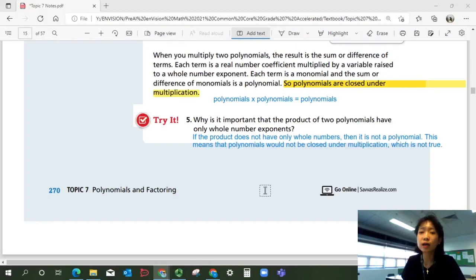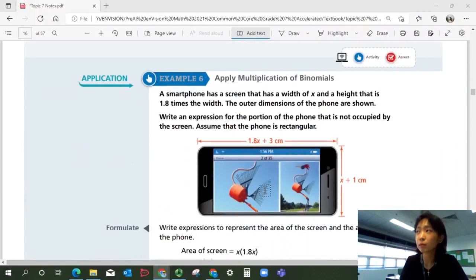Okay, let's look at the application problem in example 6. Apply multiplication of binomials. A smartphone has a screen that has a width of x and a height that is 1.8 times the width. The outer dimensions of the phone are shown. This is the outer dimension, okay? The screen is x by 1.8x. But then the outer dimension is +3 for the length and then +1 for the width, okay?